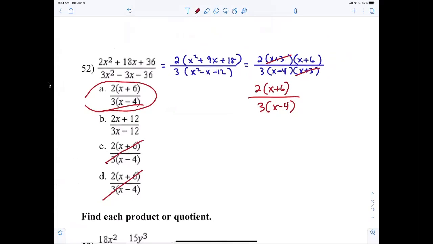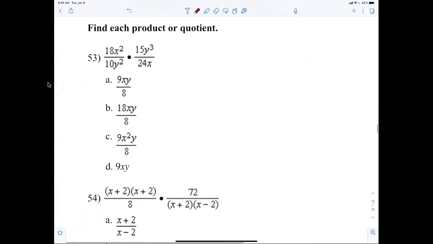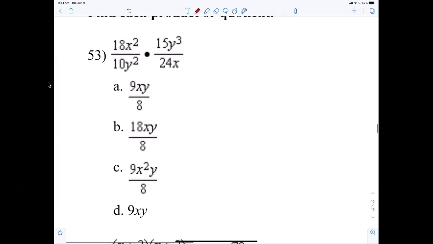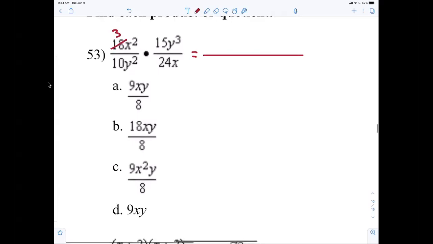All right, here we go, 53. Now with multiplication, we're just reducing, remember, reduce the numbers first. So dividing by 6 makes that a 3, makes that a 4. Dividing by 5 makes that a 2, makes that a 3. So from there, it looks to me like I just have 9 over 8.